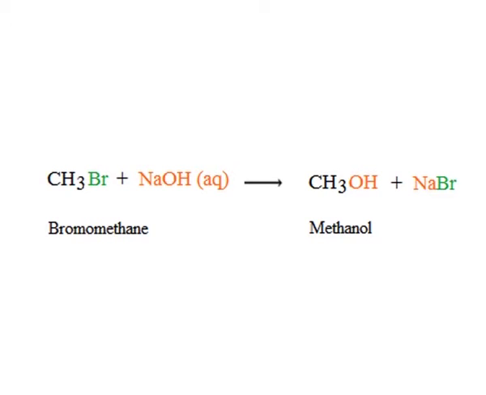Number 1, nucleophilic substitution reactions. In nucleophilic substitution reactions, both the attacking atom or group and the leaving atom or group are nucleophiles, that is, electron-rich species. These types of reactions occur mainly in compounds with an electronegative atom or group bonded to a sp3 hybridized carbon atom. For example, in the hydrolysis of bromomethane with aqueous sodium hydroxide to give methanol, the nucleophile hydroxide ion replaces the nucleophile bromide ion.